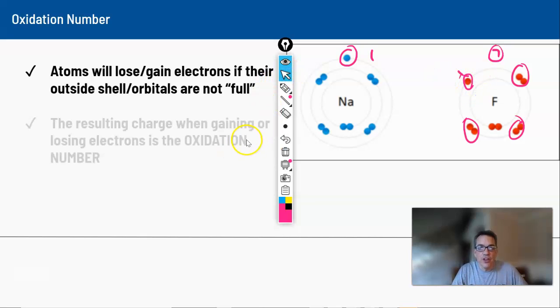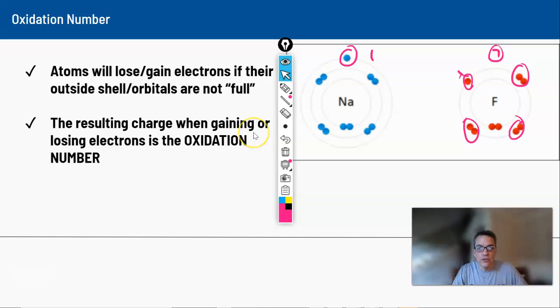These elements like to have their outside shells full, and so oftentimes electrons may move from one to another, or they may be shared. And so what we end up with oftentimes is a resulting charge, because electrons tend to go one place or another. So in this example of sodium and fluorine, it's very likely that sodium would lose this electron because there's only one, and fluorine would actually maybe gain an electron because it's got an extra space for one. That oxidation number tells us the resulting charge.